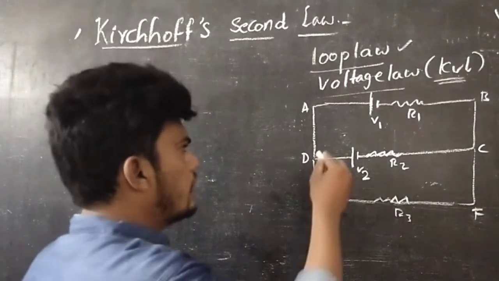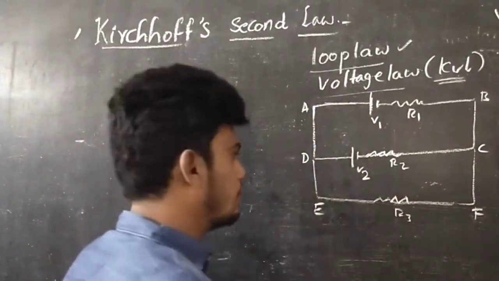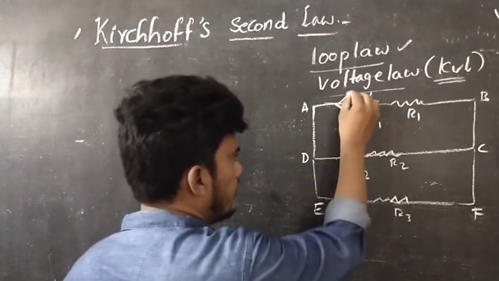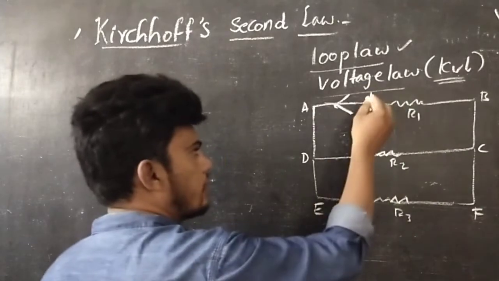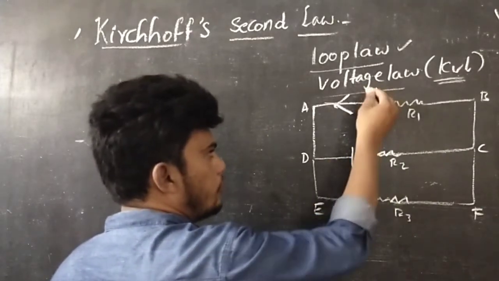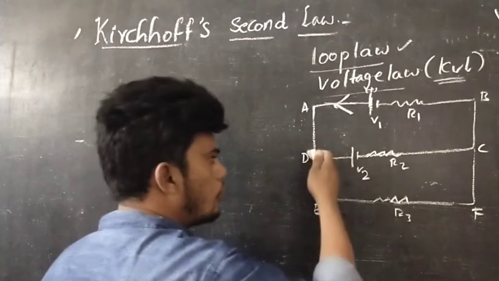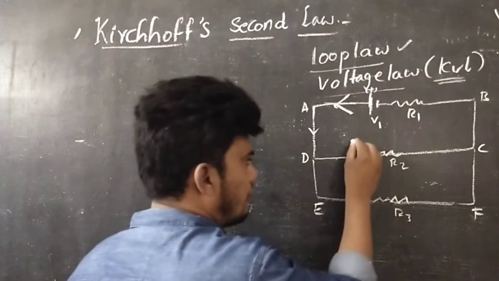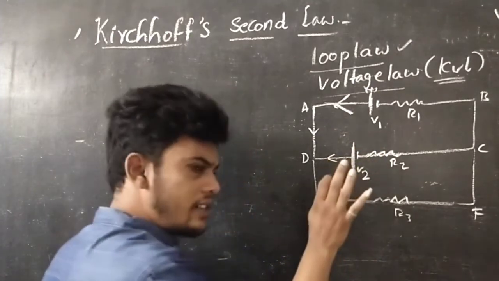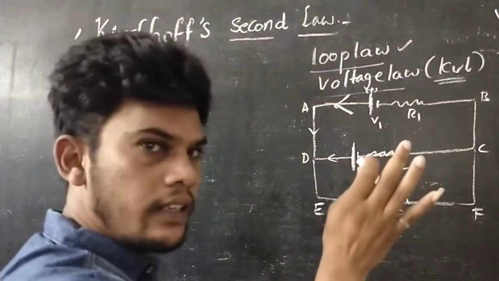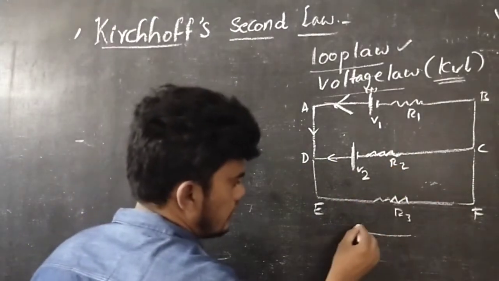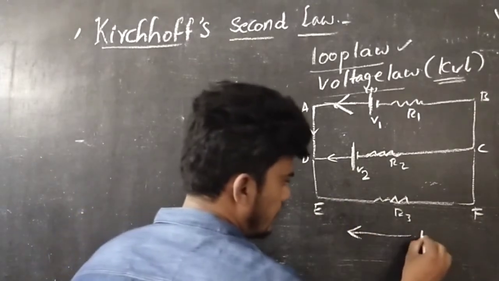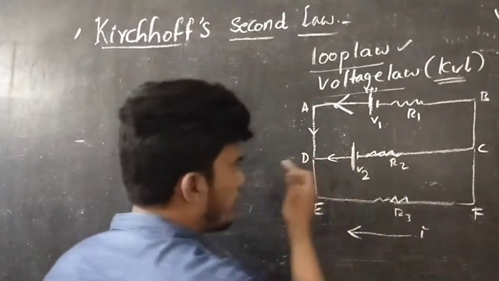Now, in this loop, in this circuit, the direction of the current is like this. The current flows in this direction from the positive pole of the battery to the negative pole. So this is the direction of the current for this battery. So the direction of the current is in this way, I mean from the right side to the left side.